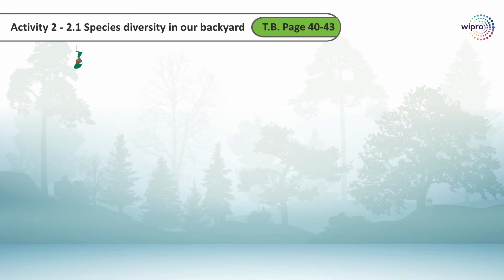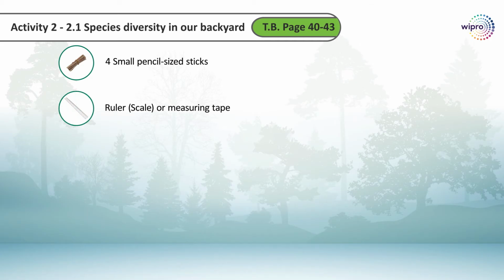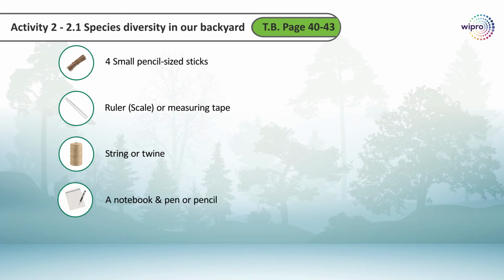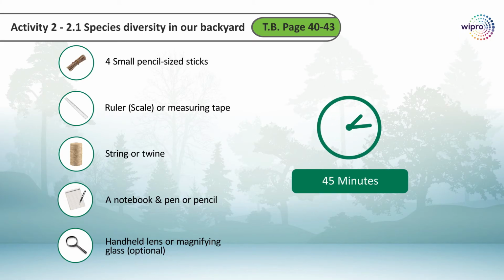For this activity, you will need 4 small pencil-sized sticks, ruler, scale or measuring tape, string or twine, a notebook and pen or pencil to note down observations. A handheld lens or magnifying glass, which is optional. It should take around 45 minutes per observation to finish it.